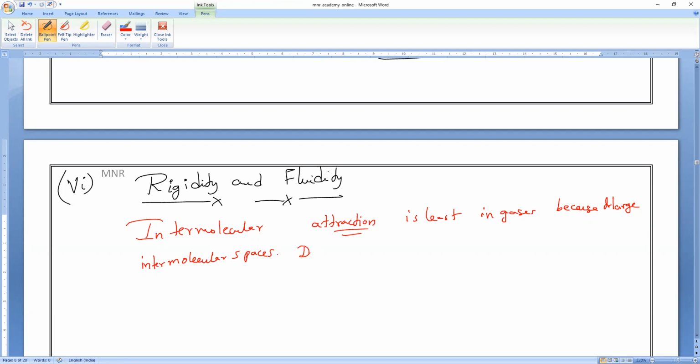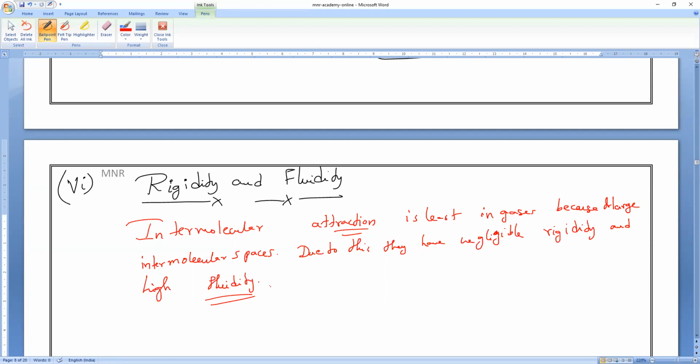So due to this reason, gases have negligible rigidity and high fluidity. Is it okay? Understood? Yes, sir.